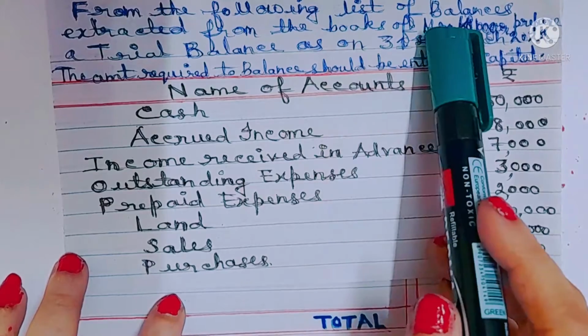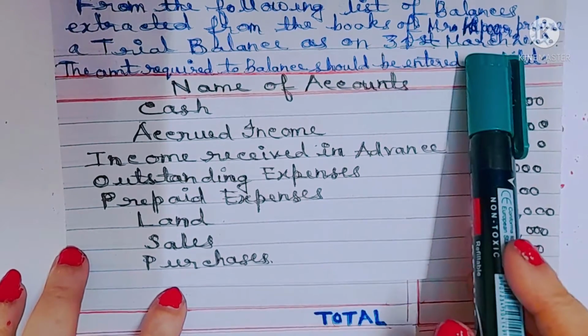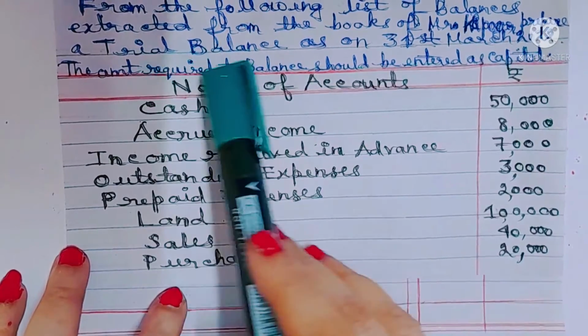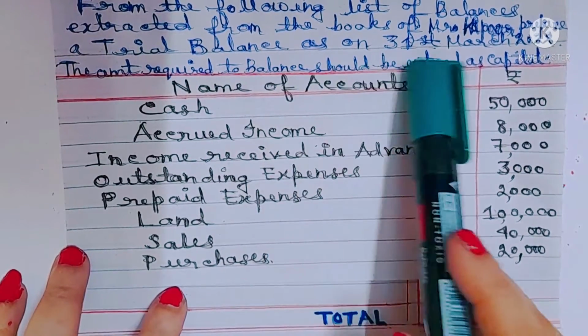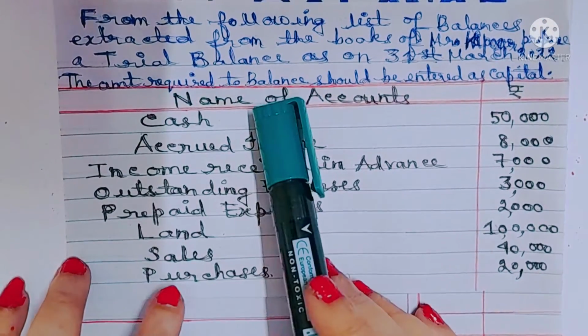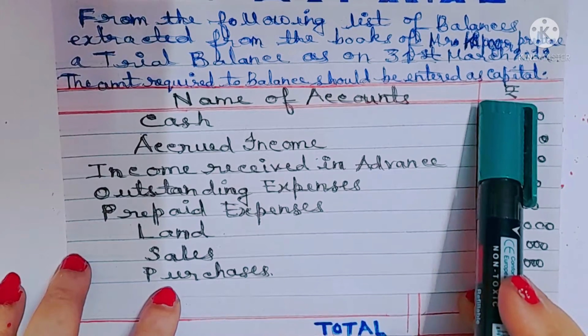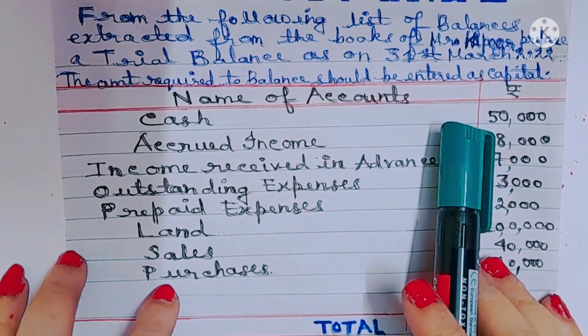From the following list of balances extracted from the books of Mr. Kapoor, prepare a trial balance as on 31st March 2022. The amount required to balance should be entered as capital. Means there will be a balancing figure.